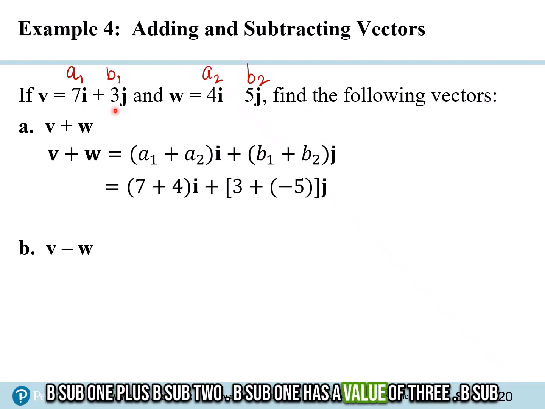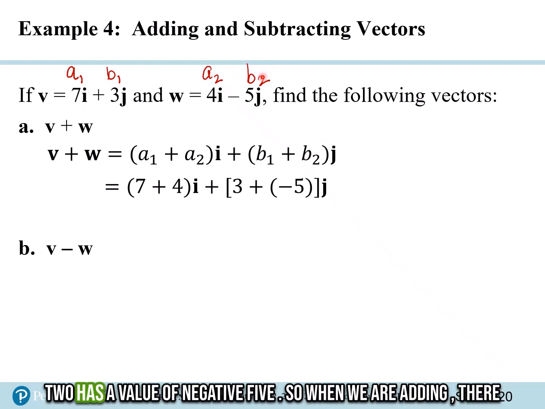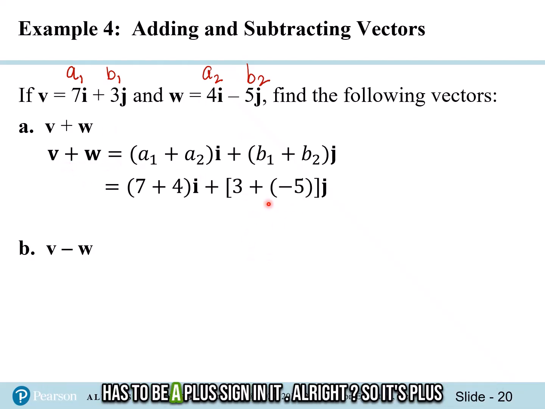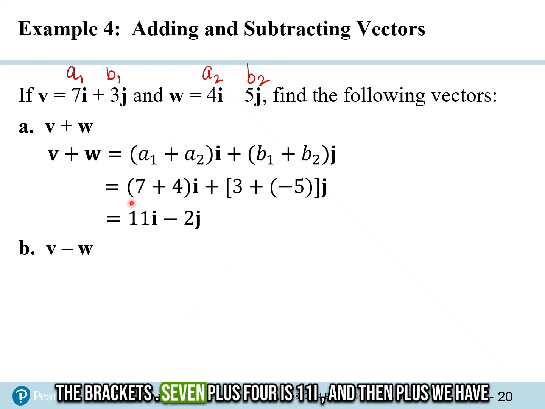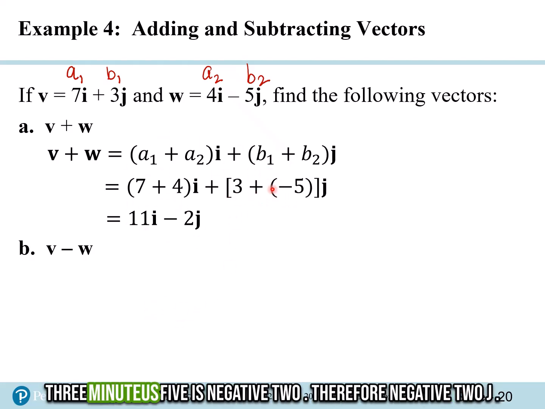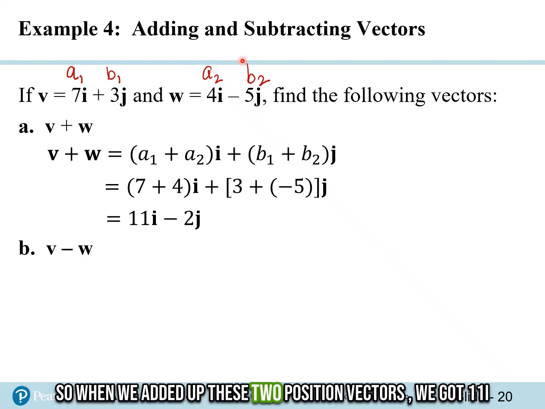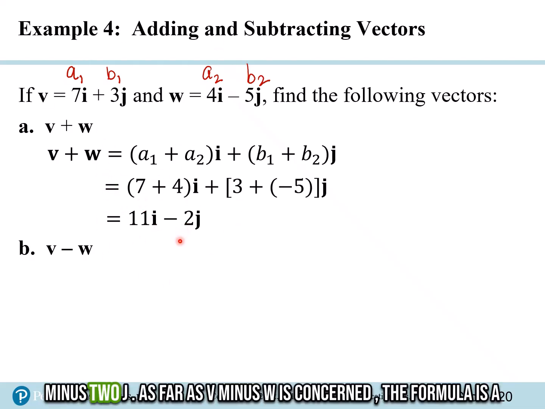b sub 1 has a value of 3, b sub 2 has a value of negative 5. So when we are adding, there has to be a plus sign in it, all right? So it's plus the negative 5. Therefore, just add up the numbers within the brackets. 7 plus 4 is 11i, and then plus we have 3 minus 5 is negative 2, therefore negative 2j. So when we added up these two position vectors, we got 11i minus 2j.